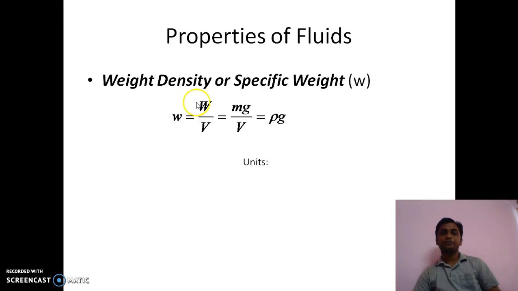Now what are the units of weight density? Weight is in Newton, and volume is in meter cube in the SI system. So the unit will be Newton per meter cube. Dimensions: force, Newton, is a force, so force will be MLT raised to minus 2. Meter cube will be L raised to 3. When you move this L cube to the numerator, it becomes M L raised to minus 2 T raised to minus 2.